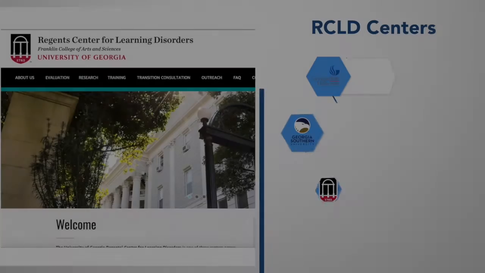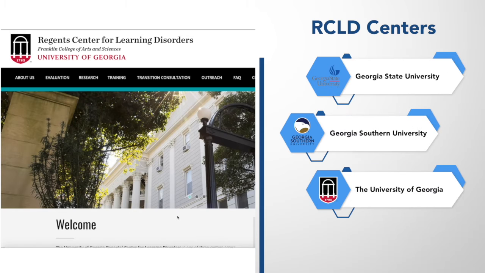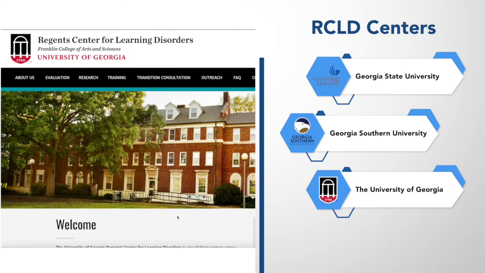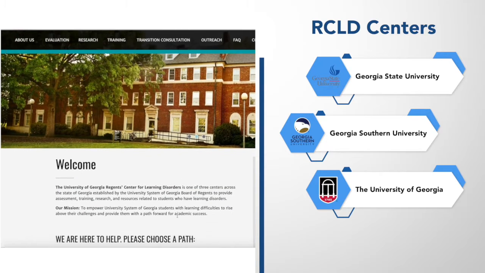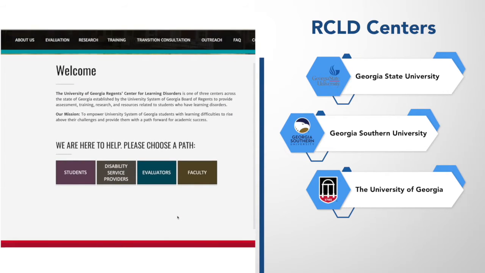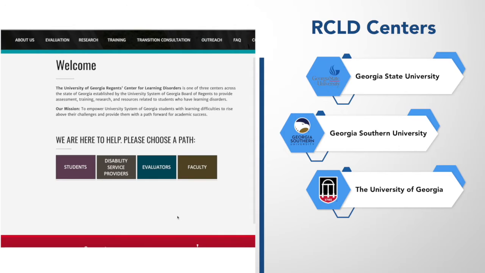With core values of equality, advocacy, and stewardship as their guides, the RCLD has become synonymous with exemplary standards. With centers located at Georgia State University, Georgia Southern University, and the University of Georgia, the three RCLDs compose the only statewide college learning assessment system in the nation. You may determine which RCLD area your school is part of by going to the Regents Center for Learning Disorders website.